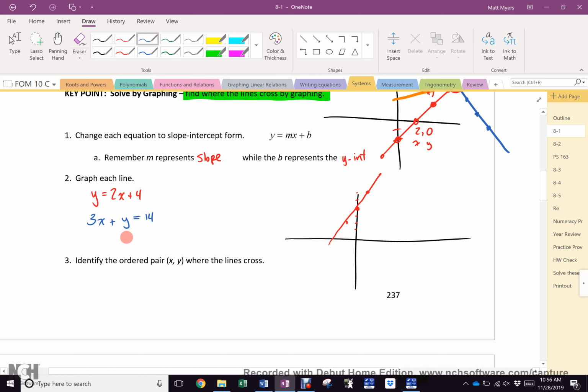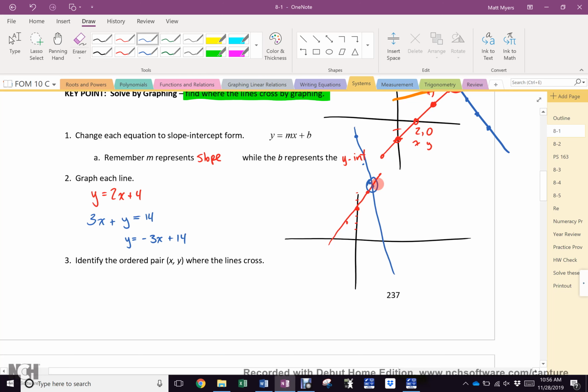Isolate that y. So what does it become? So how do I graph that? I would go up to positive 14 way up here and down 3 and over 1, right? So down 3 over 1. Oops, sorry, that was way too far. Down 3 over 1, down 3 over 1. And what would I see? There's a cross right there, yes?